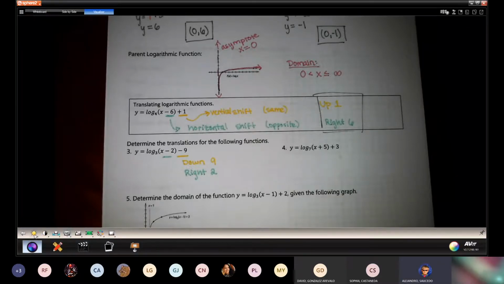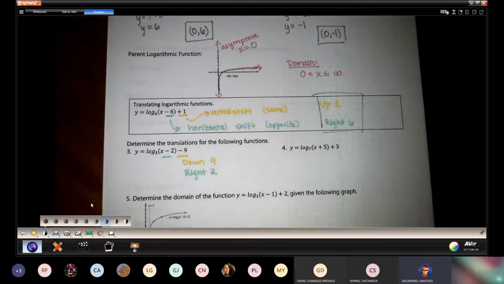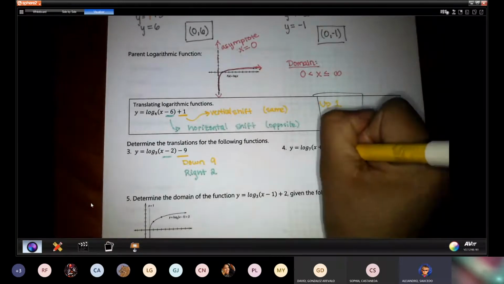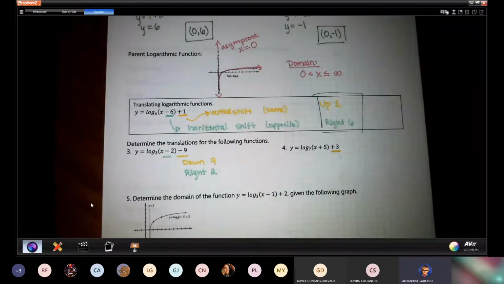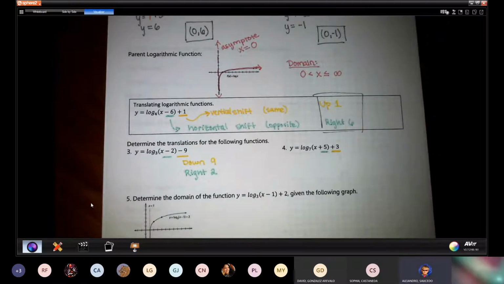Down 3. Quietly, do it for yourself, and then we'll talk about it together. Left 5. All right, so go ahead and either type out your answers into the chat or verbally say it.